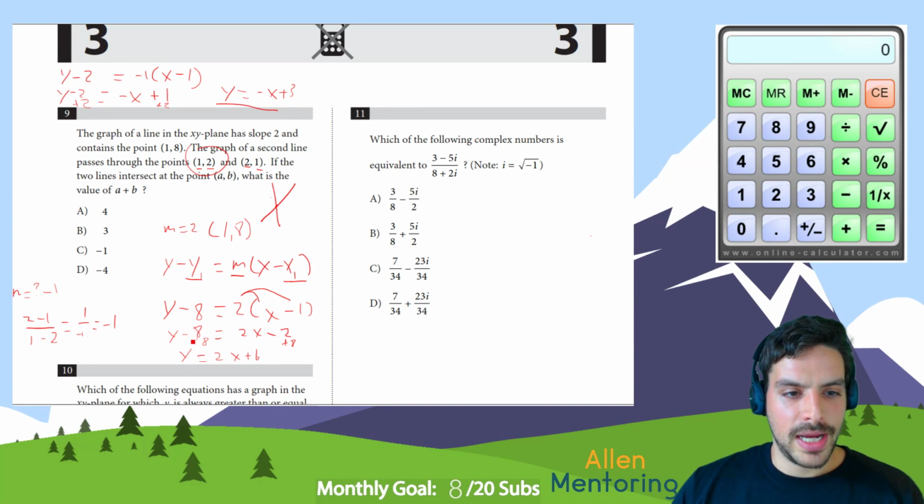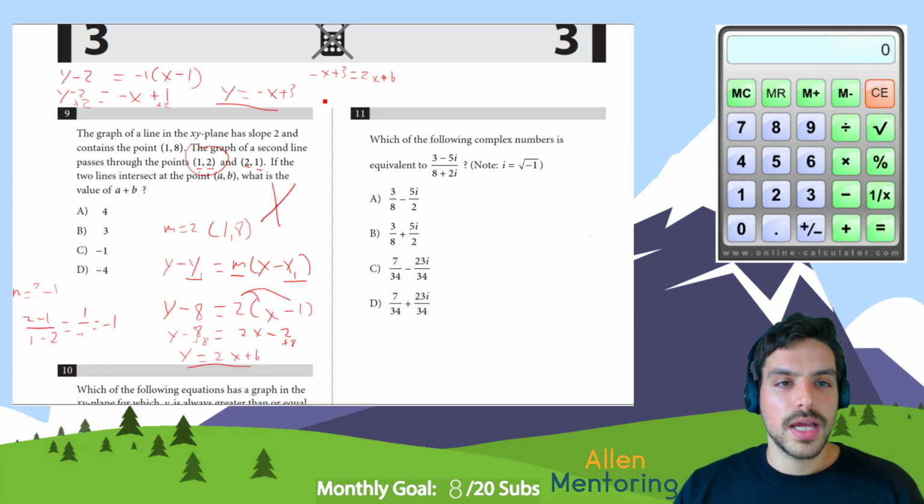So now I have two equations. I have this equation and I have this one. And so now what do I do? I set them equal to each other. So I set my y's equal to each other. So I have negative x plus 3 is equal to 2x plus 6. And so now I'm just going to solve for x. I'm going to add x on both sides, and I'm going to get 3 is equal to 3x plus 6. Subtract 6, and I'm going to have negative 3 is equal to 3x.